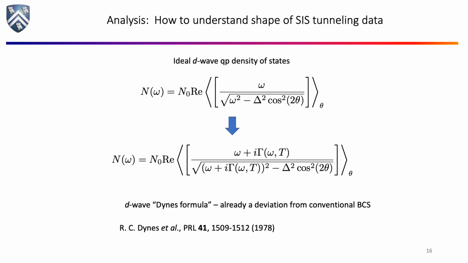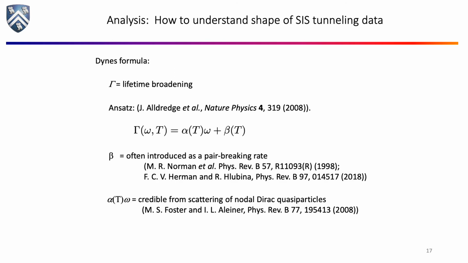Well, we can take an approach that people have been taking since the late 1970s, led by Bob Dynes, to try to understand why there might be, say, residual quasiparticles in the gap. You can insert a lifetime broadening term here, this gamma term, which is sometimes called a Dynes parameter. I should say, anytime you're doing this, you're already deviating from conventional BCS. So what does the Dynes parameter do? Well, it suppresses coherence peaks and it fills in the gap. Now, can you do that in a consistent way and fit the data? It's a little bit tricky.